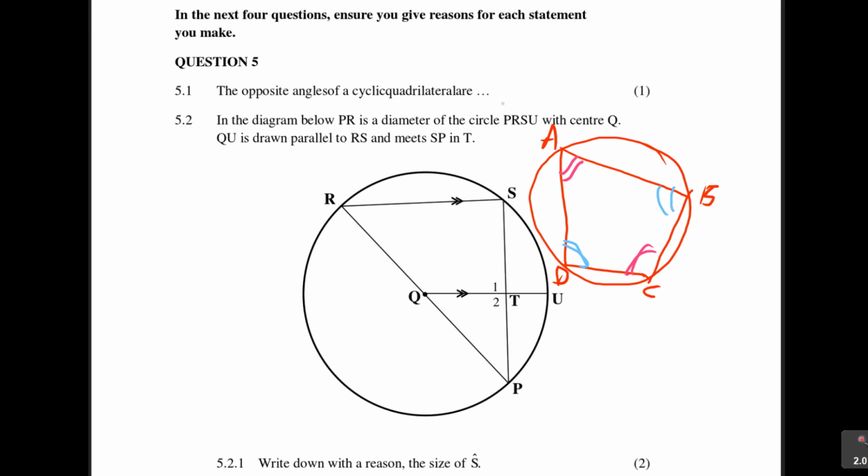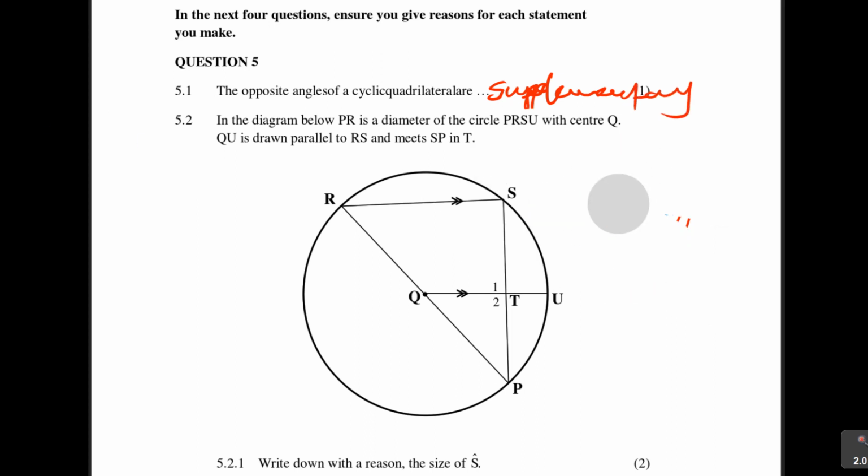The opposite angles are what? They are supplementary, meaning they add up to 180. So if you add these angles when they are opposite, they must give you what? If you add them, 180. So the opposite angles of a cyclic quadrilateral are supplementary. That's what they wanted you to write there. All right, so that's basic. You need to know that.